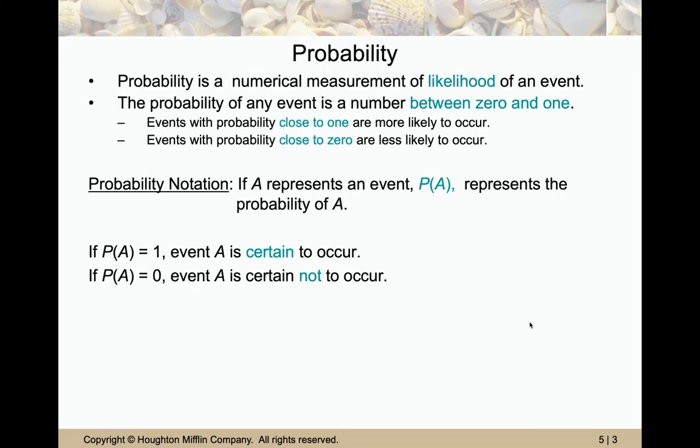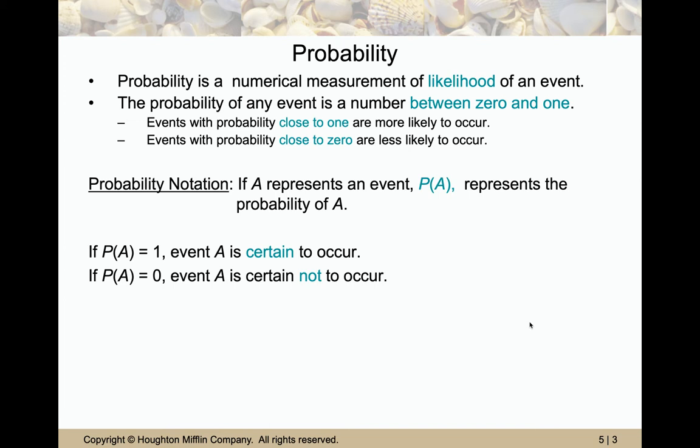Probability is a numerical measurement of the likelihood of an event. And the probability of an event is a number between 0 and 1. A probability of 0 means that the event will not occur, it cannot occur. And the probability of 1 means that the event has to occur. There's a 100% chance it will occur. So probabilities closer to 1 are more likely to occur, and probabilities closer to 0 are less likely to occur.